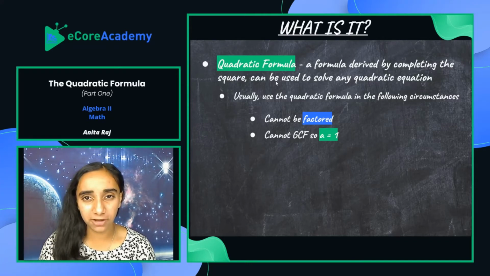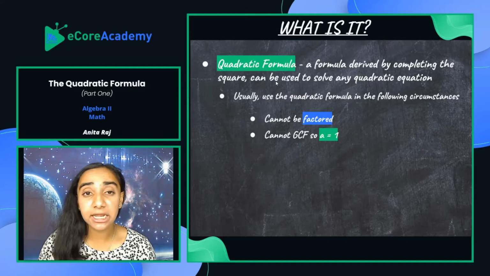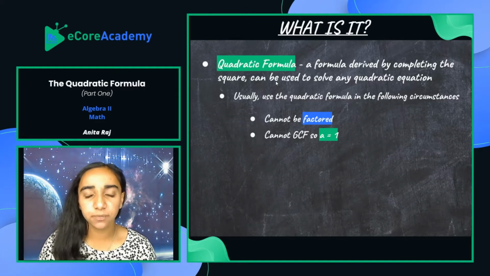Especially if you're not good with fractions, I would highly suggest avoiding that. So that means you can't GCF, so a is equal to 1. In this case, if you can't GCF, a is not going to be equal to 1. And our whole goal of completing the square is moving our c term to the right side of the equation. And before we even do that, we GCF, so we make the a value equal to 1. So immediately, if you rule those two out, then you have to go to the quadratic formula.